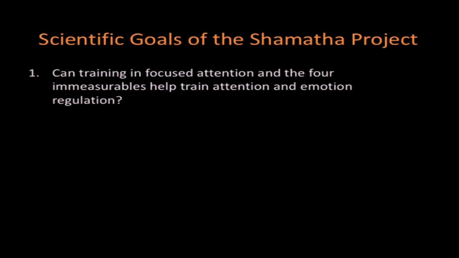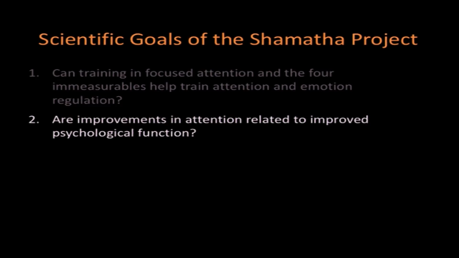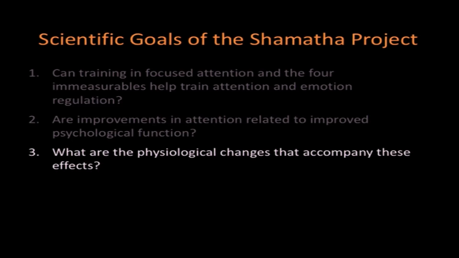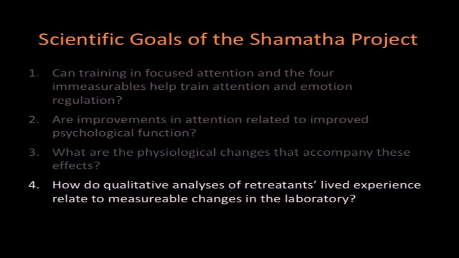So in the remaining few minutes here, I'm going to run through this large research project I've been involved in for the last 13 years. So if I take 2 minutes extra, you may be able to forgive me. We want to know whether training in focused attention and the 4 immeasurables, loving kindness, compassion, sympathetic joy, and equanimity, can help train attention and emotion regulation. Is attention related to emotion, to psychological function? And what are the physiological changes that accompany these effects? And how do qualitative analyses of retreatants' lived experience relate to our empirical data?